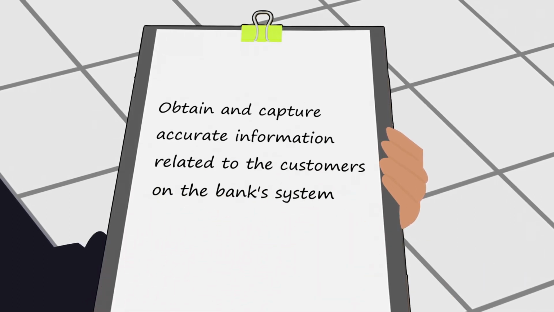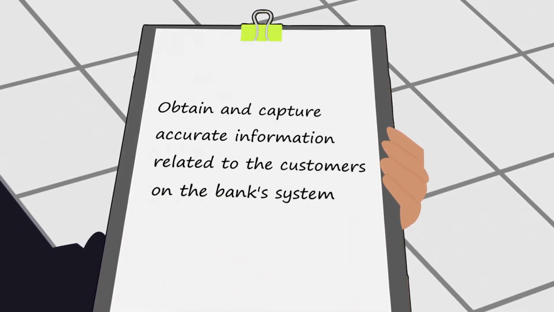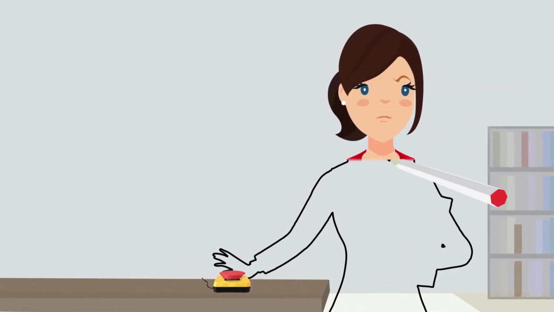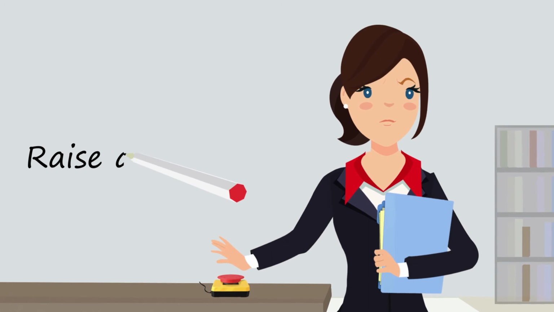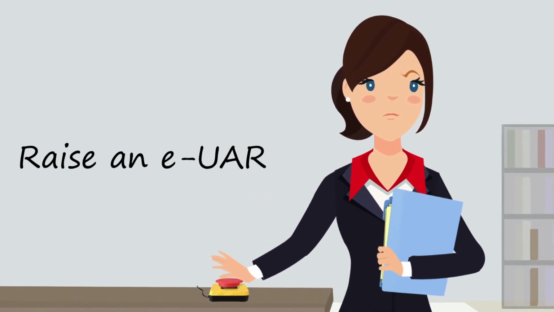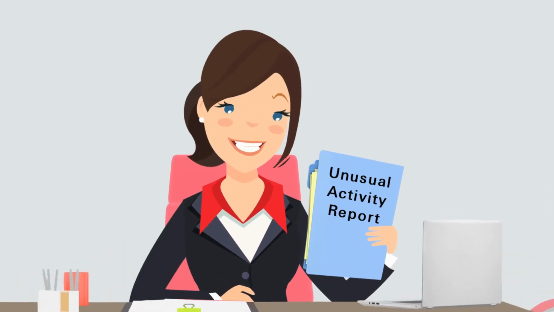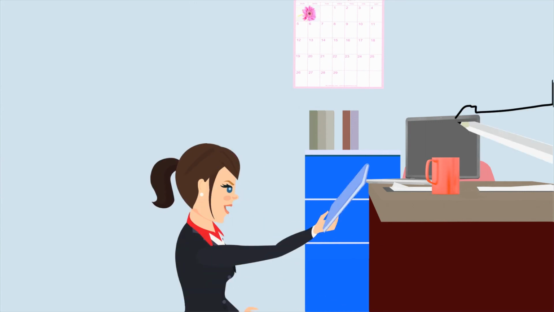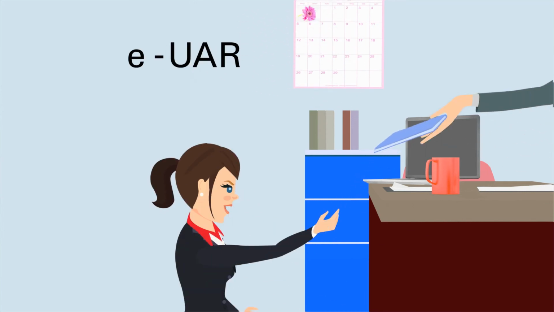In order to effectively screen our customers, we should ensure that we obtain and capture accurate information relating to the customers on the bank systems. In the event that you notice any unusual behavior that is not in line with the customer's profile, you must raise an EUAR so that a review can be conducted. The unusual activity report and the alerts generated during the monitoring and screening are investigated at various levels.